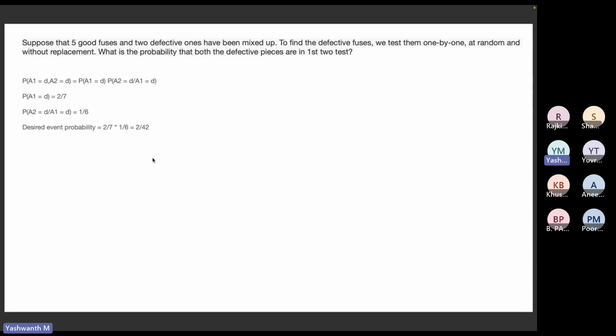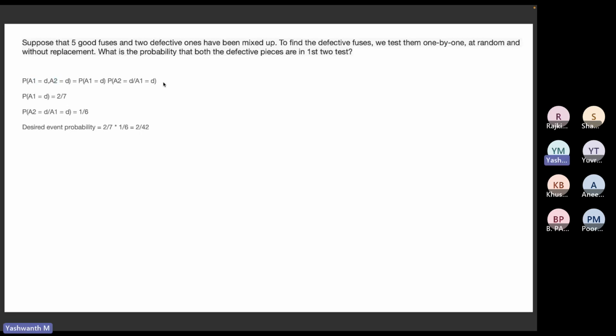Right. So what the question is: we have 5 fuses which are good and 2 which are bad, and to find the defective fuses, the protocol is they are testing serially one by one, and if they are mixed, we don't know. You want the probability that when you pick the first, you end up with a defective piece, and when you pick the second, you also end up with a defective piece. So the desired event is A1 is defective and A2 is defective. Here the index denotes the draw.